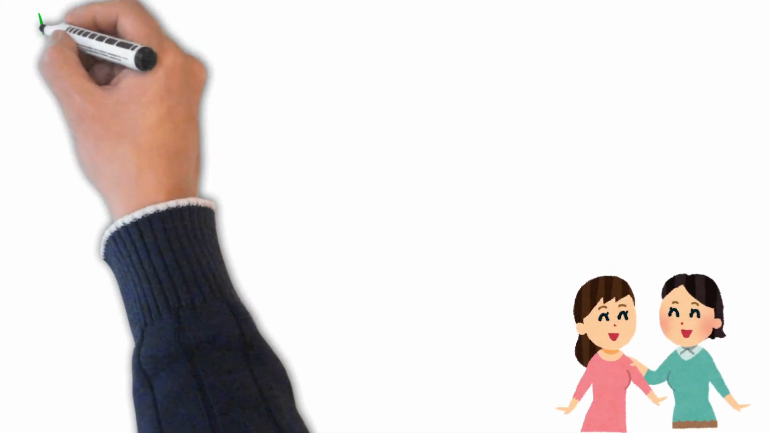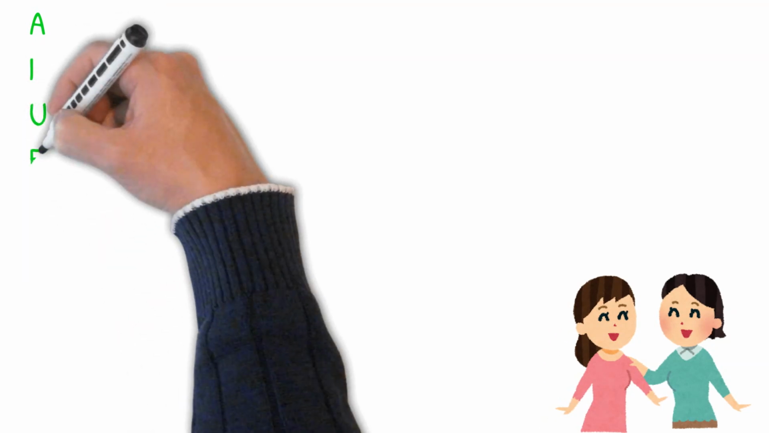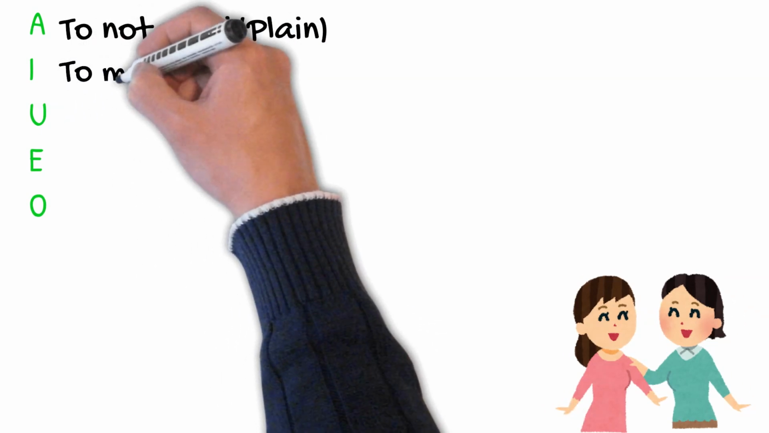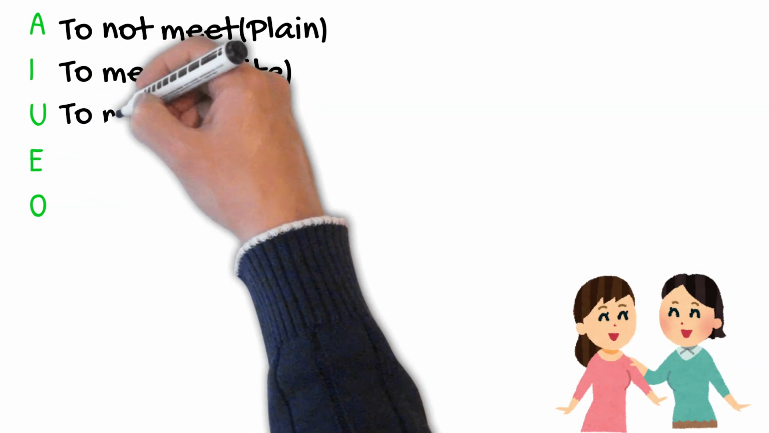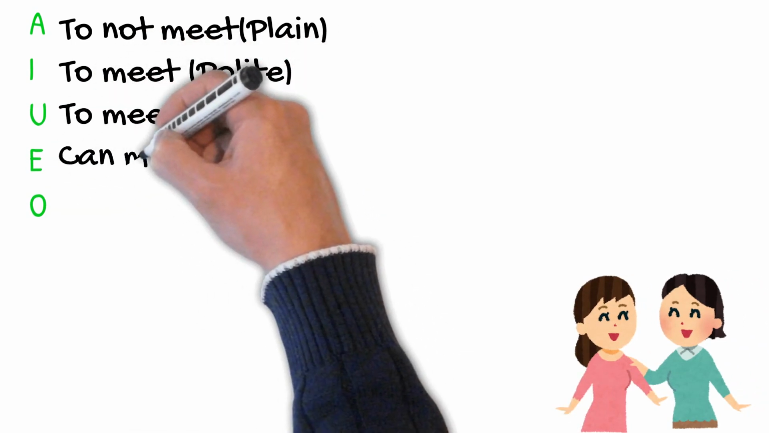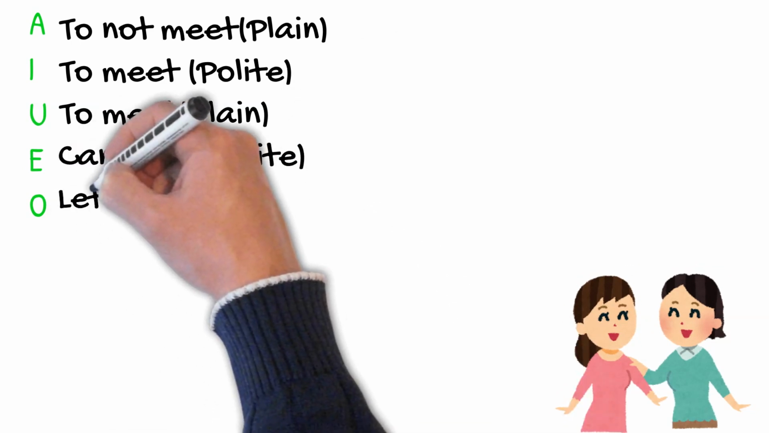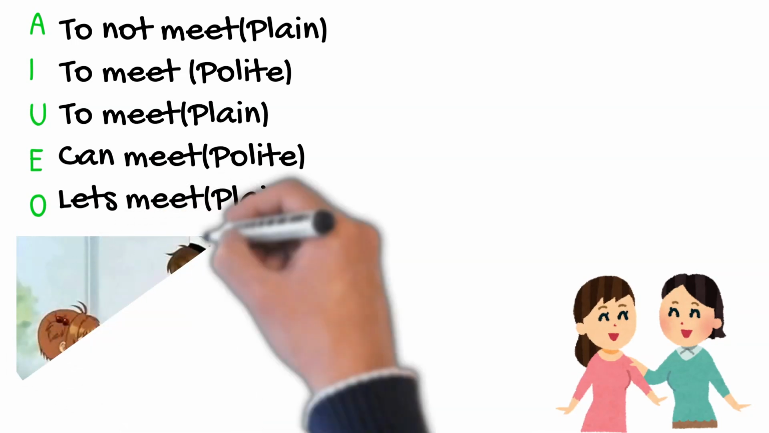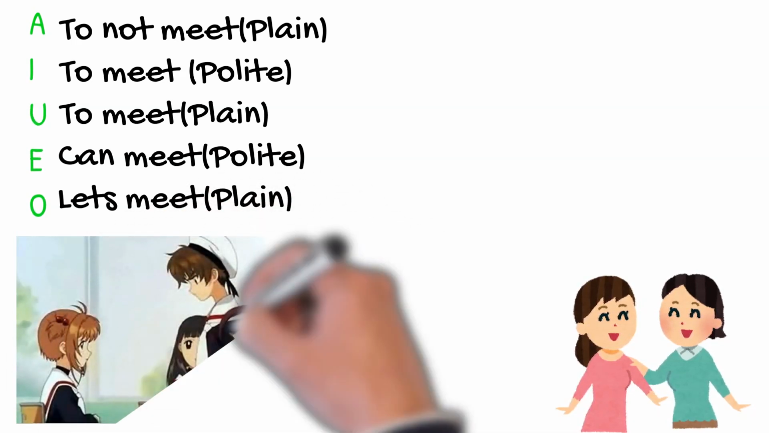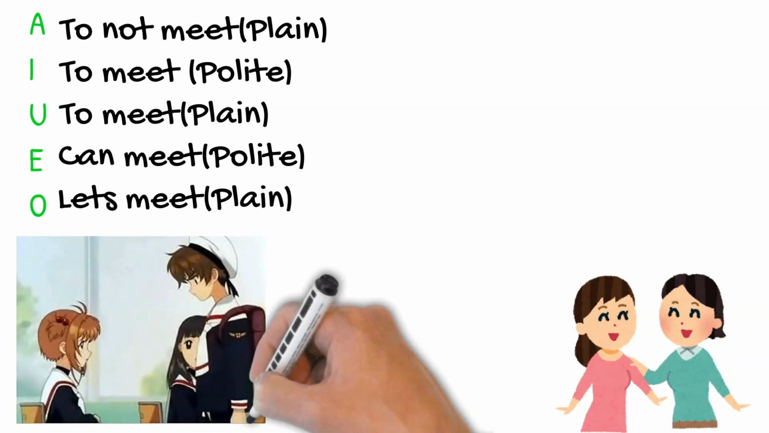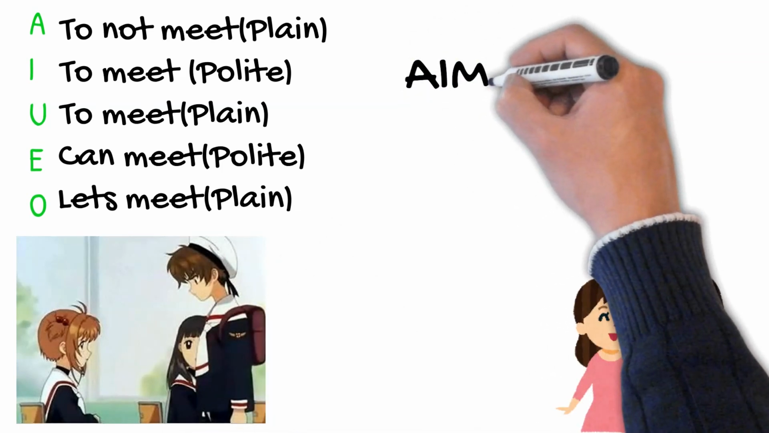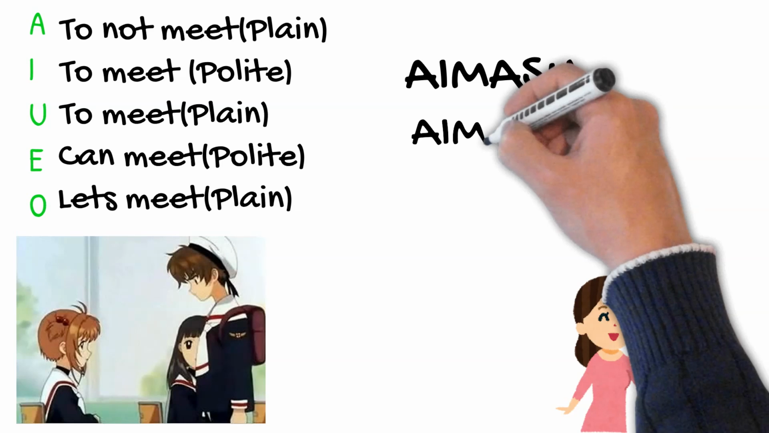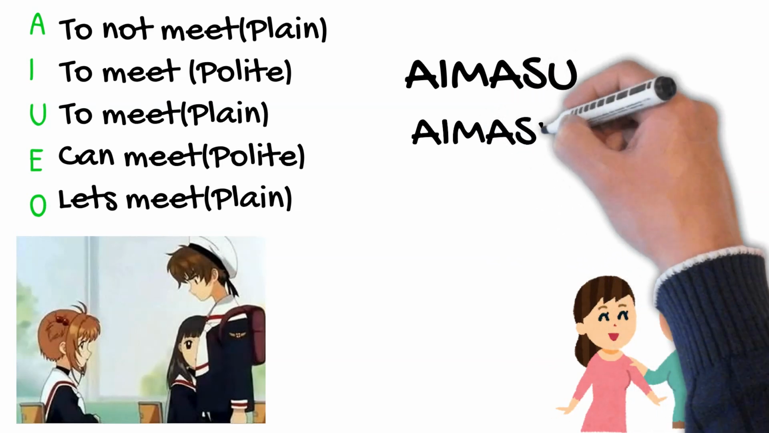Now, let's look at to meet in Japanese. For example, using these vowels, we can use them for the conjugation. Let's say you have to say in Japanese: to not meet in plain, to meet in our polite form, to meet in a plain form, can meet in a polite form, then let's meet in our plain form. So how are we going to say that using the conjugation that we have here? Now, let's go with our first word. In Japanese, to meet is aimasu. But instead of using that for polite, instead of using aimasu, we're going to change that to au.